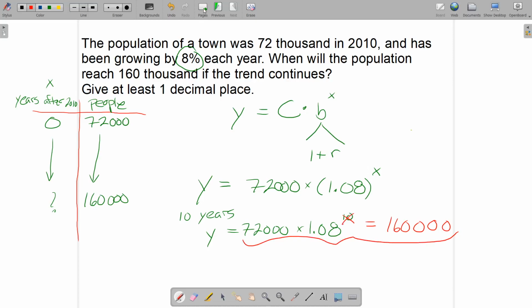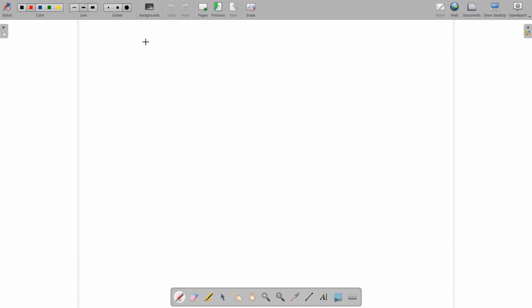Let's bring that into a new page. So I've got my 72,000 times that 1.08, just rewriting it on a clean sheet. And let's see, I'm using x instead of t, equals 160,000. So to solve something like this, we need to get the x alone, so we need to get the base alone, so we're going to get rid of that multiplication by dividing by 72,000 and cleaning it up a little bit.